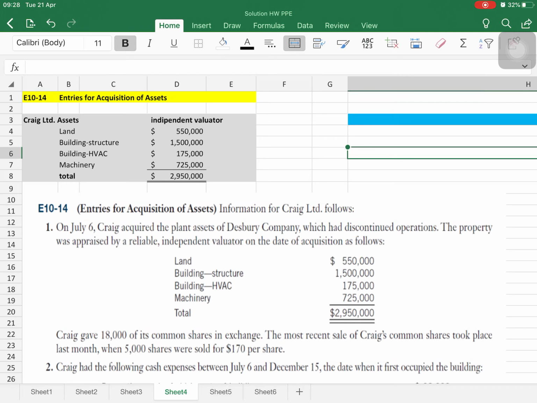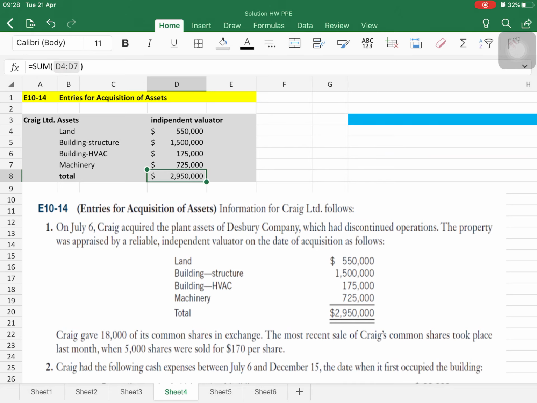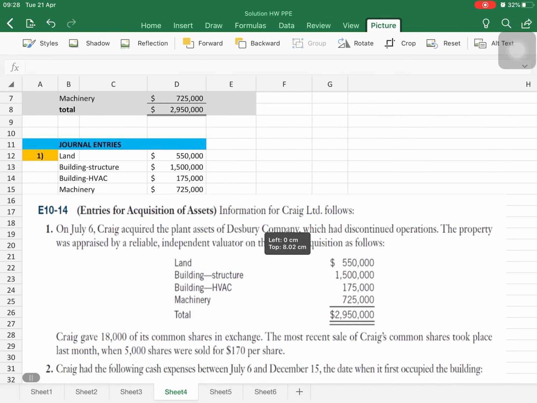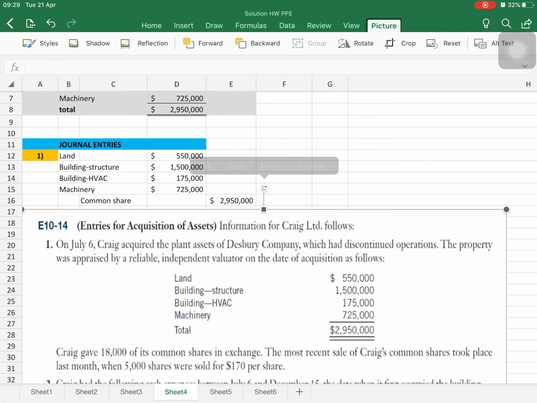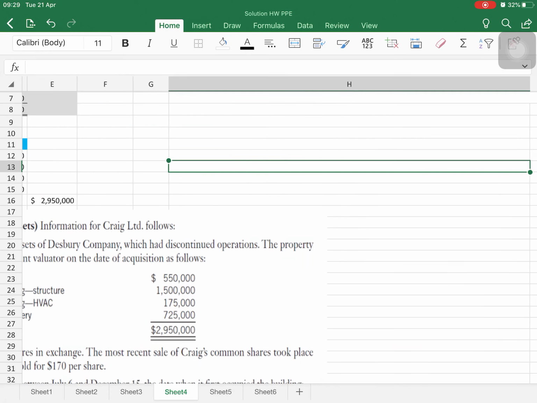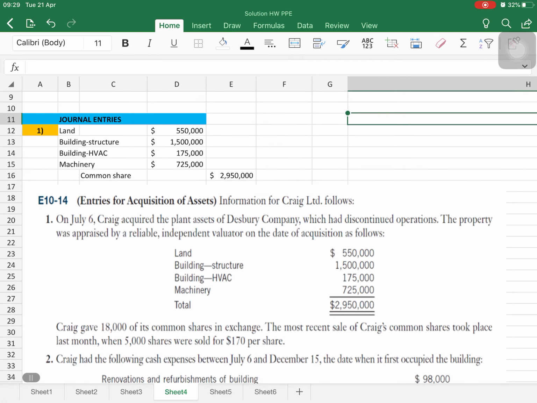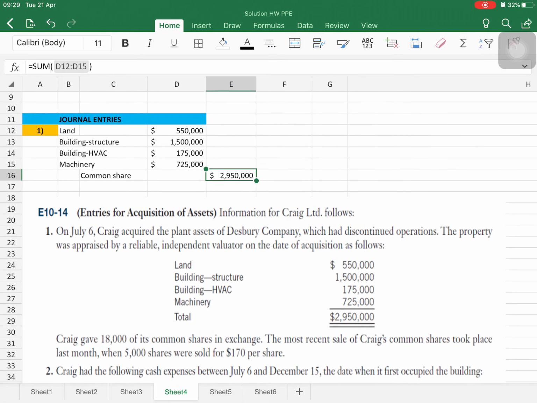Okay. So in this kind of question, you can just follow this number, 2,950,000. So you debit all of these assets, and then the credit is common share 2,950,000. But if you know the market value of the share, then you have to follow the price of the common share.